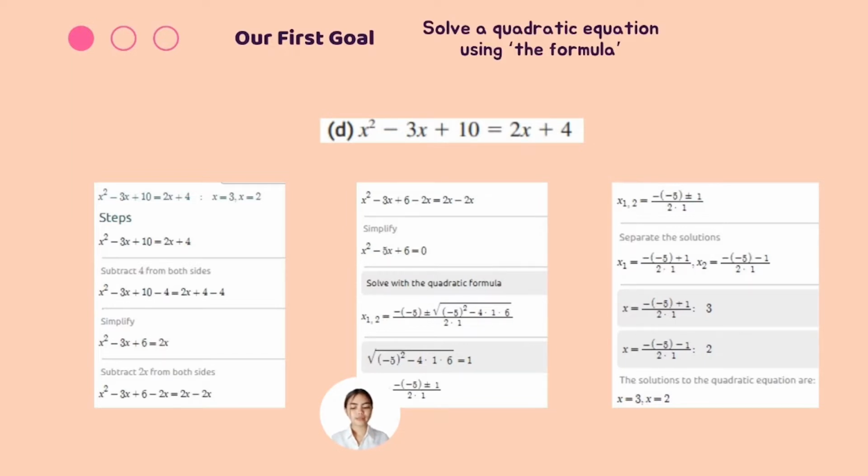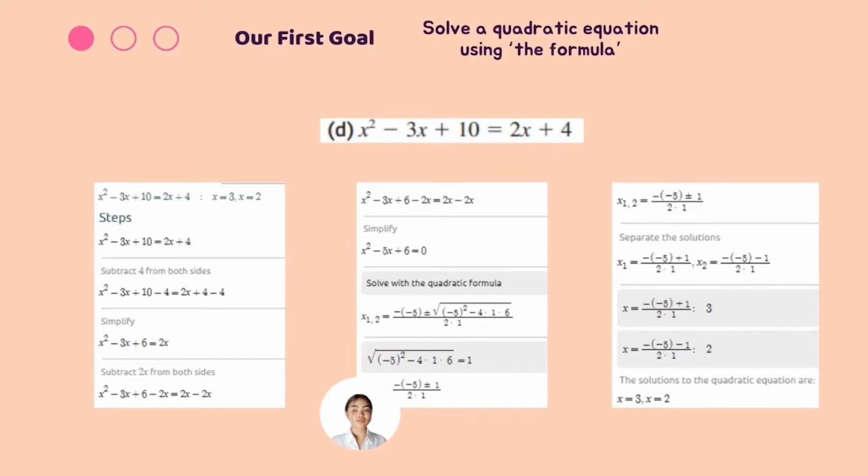So the first x is negative 5 plus 1, divided by 2 times 1. So the answer is 3. And then the other one is negative 5 minus 1, divided by 2 times 1. So the answer is 2. So our x is 3 and 2, and that is the answer to our D.